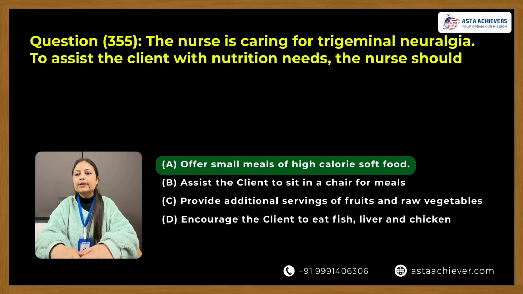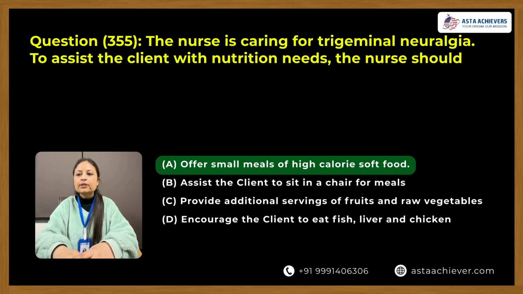Question number 355. The nurse is caring for a client with trigeminal neuralgia and is assisting the client with nutrition needs. So the nurse should, option A, offer small meals of high calorie soft food. Option B, assist the client to sit in a chair for meals. Option C, provide additional servings of fruits and raw vegetables. And option D, encourage the client to eat fish, liver and chicken.